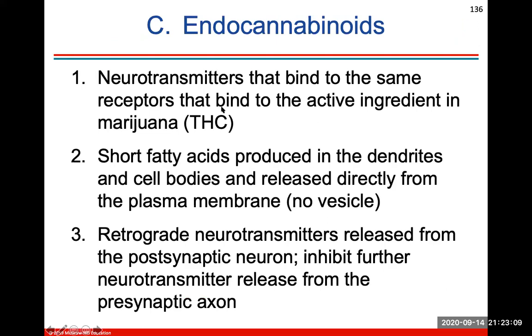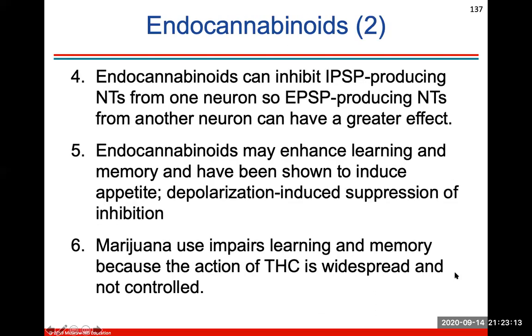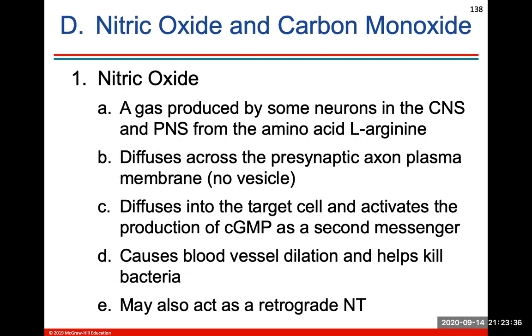Endocannabinoids, I'll let you guys read through some of these. Again, a lot of detail here. Marijuana is a type of this. Marijuana use will impair learning and memory because the action of THC is widespread and not actually controlled. So one of the downsides of marijuana is that THC is extremely widespread and very hard to control, so it will impair learning and memory.